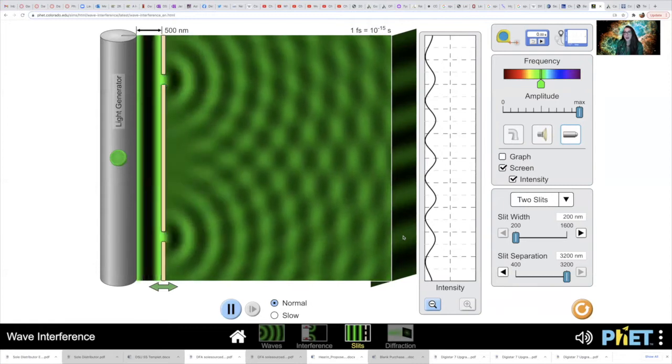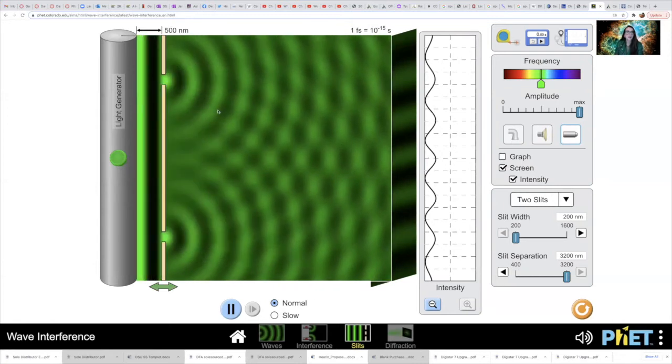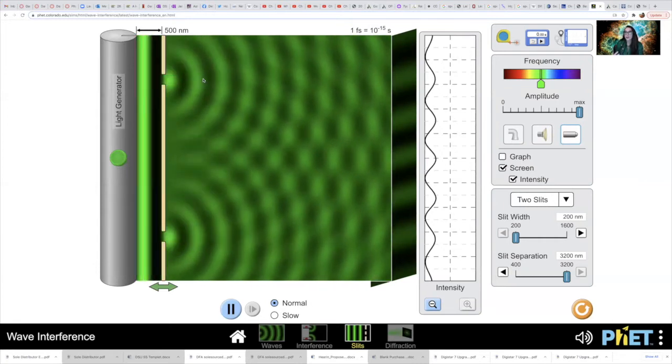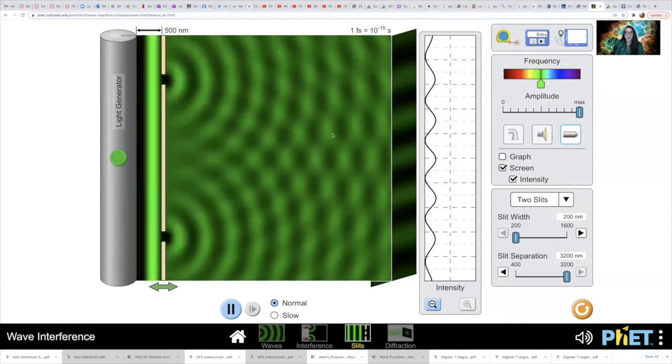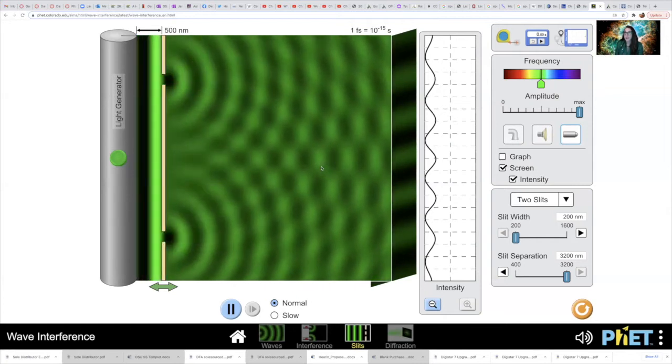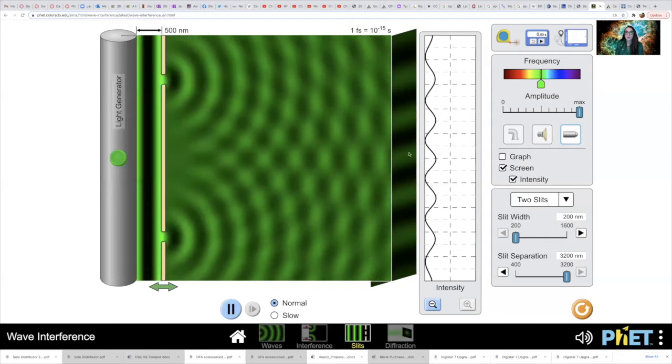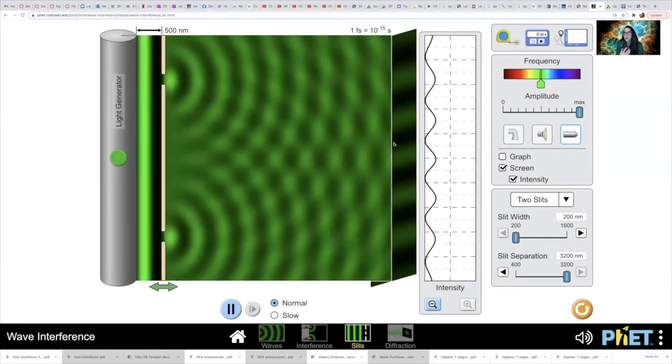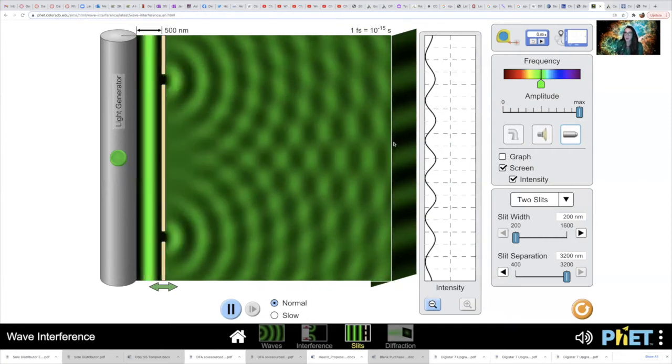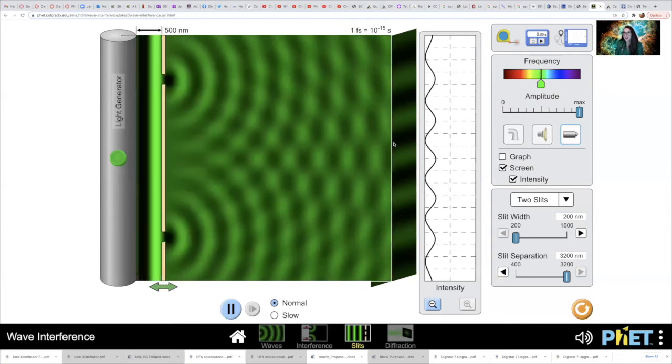But because light is a wave, because the wave is coming through these openings, the wave fronts are diffracting and then they're interfering constructively and destructively, we get this beautiful pattern of bright fringes, which we're going to play with in lab this week and next week. So you'll get to see that in person.